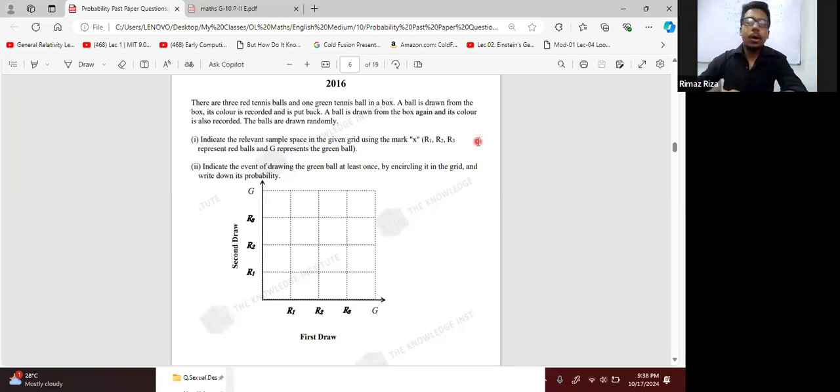So since here the ball is being replaced, it is put back. Therefore, all the values will come. Right. So this is the sample space then. Okay, indicate the event of drawing the green ball at least once, yeah, at least once, by encircling it in the grid, and write down its probability.